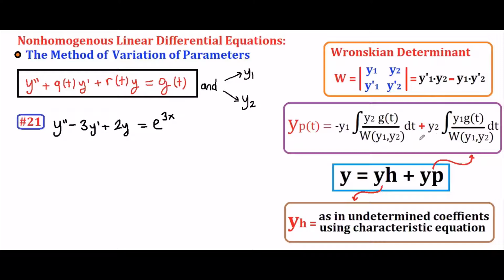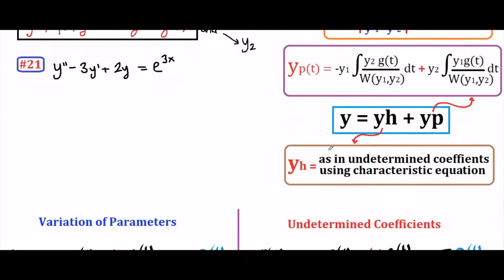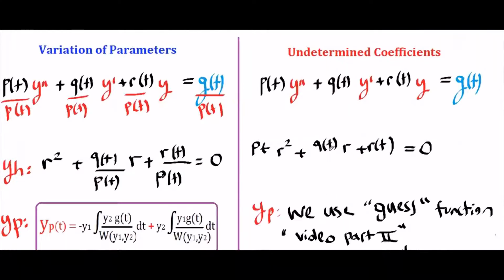Before we start problem number 21, I would like to compare this with the previous method. In undetermined coefficients and variation of parameters, we start with the same equation. And in variation of parameters, our y double prime coefficient has to be 1, so we divide everything by p of t. So we need to clear the coefficient of y double prime if it is not 1.